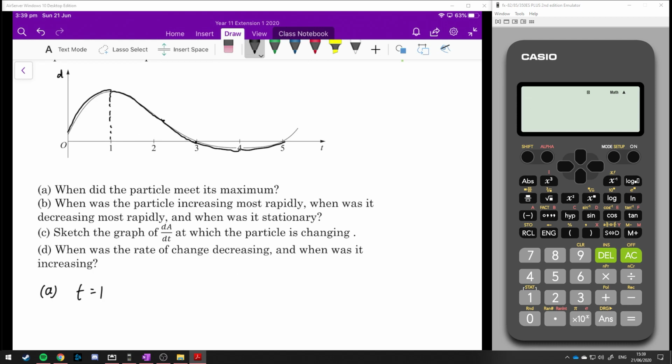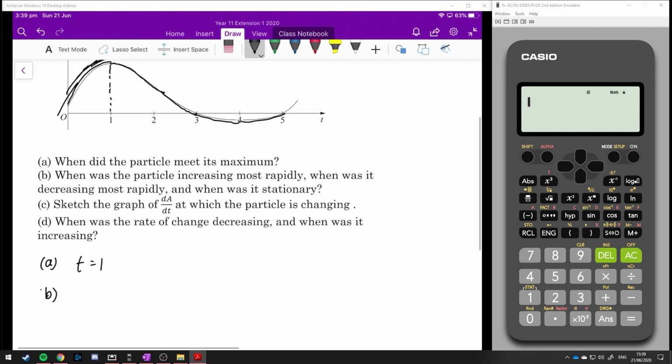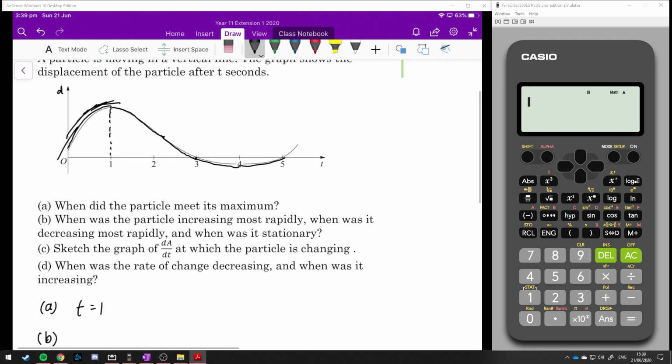When was the particle increasing most rapidly? So in this case, when was it going up? So let's have a look at all the tangents. Between 0 and 1, all our tangents are positive, so it's increasing at that point. Then it gets to the point at 1 where it's flat, so that means it's a stationary point where it stops, and then it's going to start coming back down at this point here.